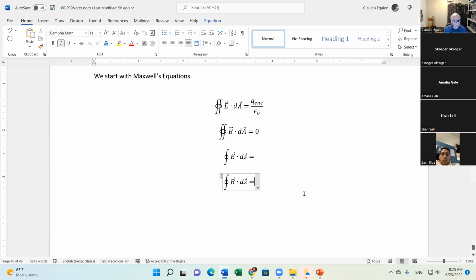This last equation here, we know that a source of magnetic field is the current, and it is going to be the current enclosed by the path. And there is one more term due to Maxwell himself. I'm going to fill that in later on. In the meantime, let's worry about this one.